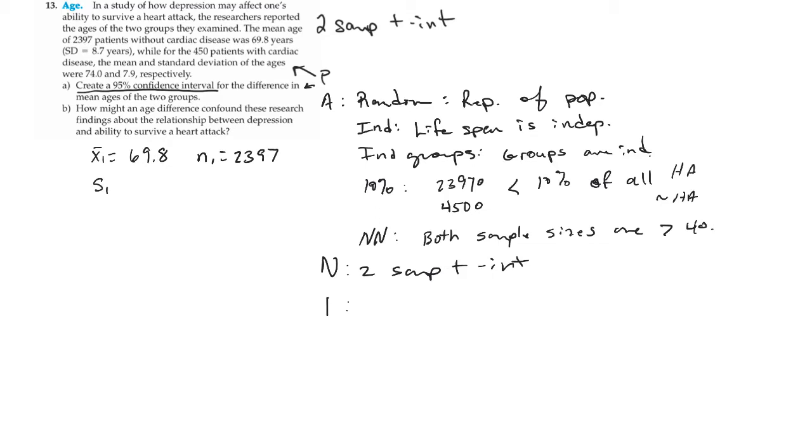So standard deviation for the first group is going to be 8.7. X bar 2 is 74, N2 is 450, and S2 is 7.9. So that's essentially what I'm going to be typing into my calculator.